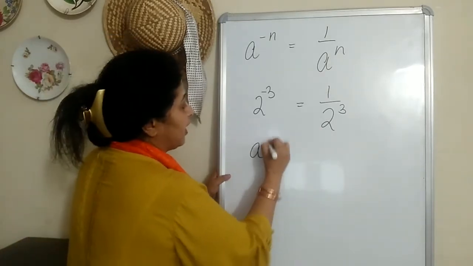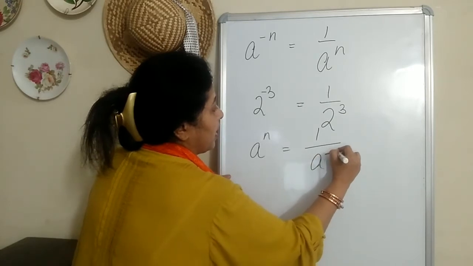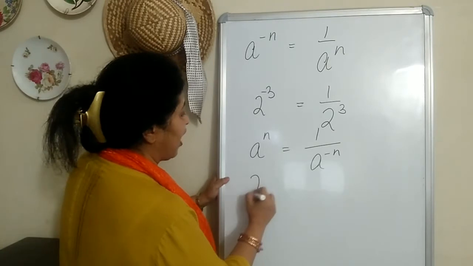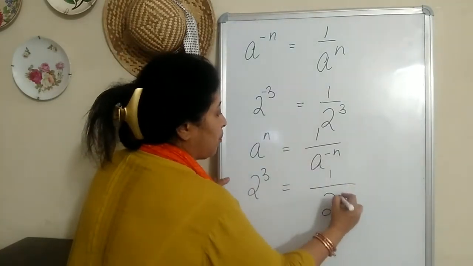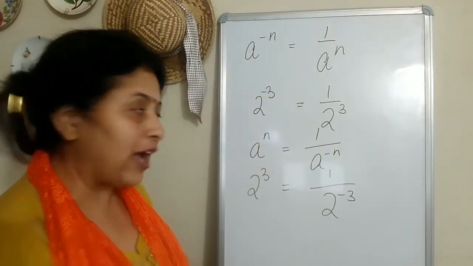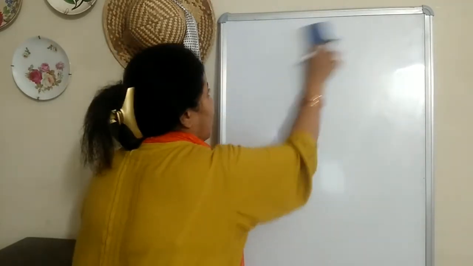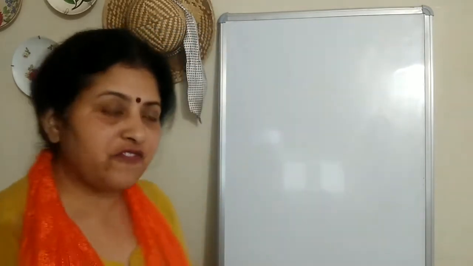So if it is a raised to the power of n, it can be written as 1 upon a raised to the power of minus n. This means that if I have 2 raised to the power of 3, it can be written as 1 upon 2 raised to the power of minus 3. I hope this is clear, and before I start with the numericals, I want you to remember one very important thing.